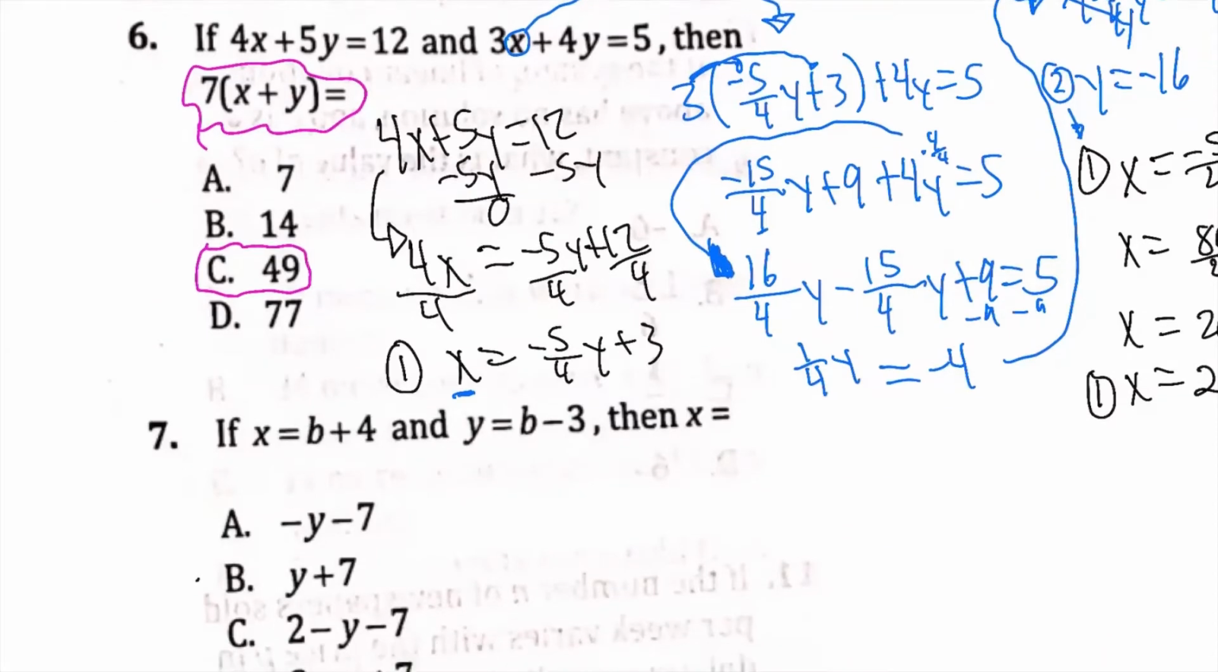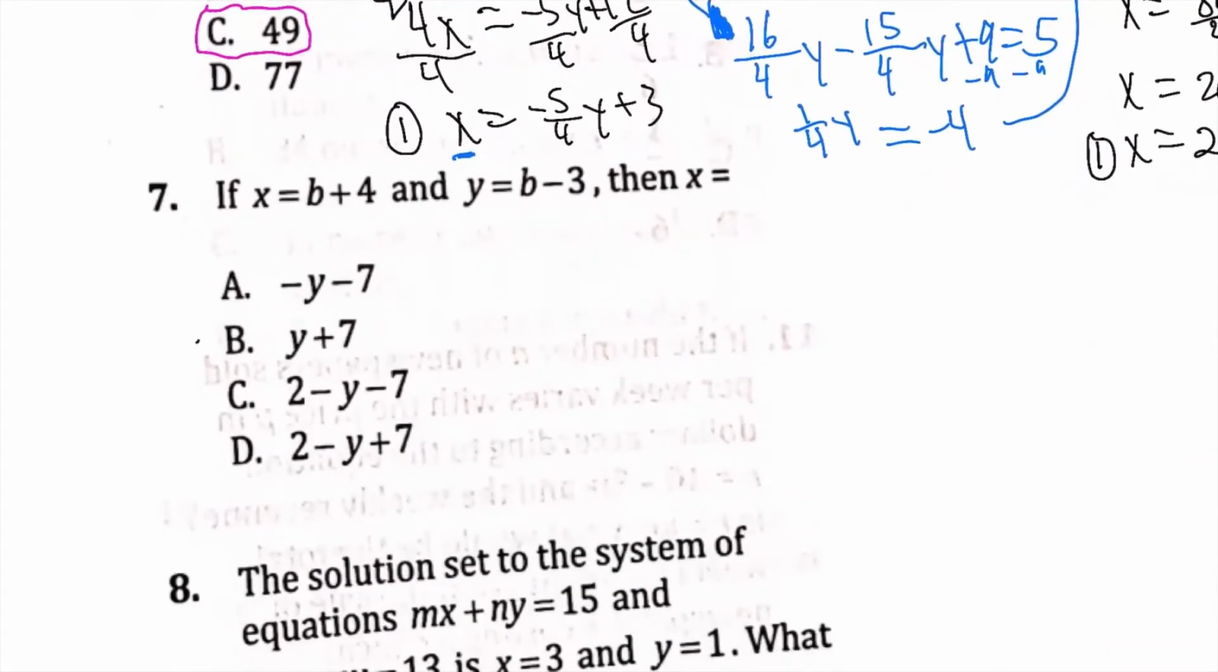All right, so the next one here. If x equals b plus 4 and y equals b minus 3, then x equals what, right? So we see here that our answer choices are going to have y's in it. So that means we're going to have to solve for b and plug it into that b. So let's go ahead and start.